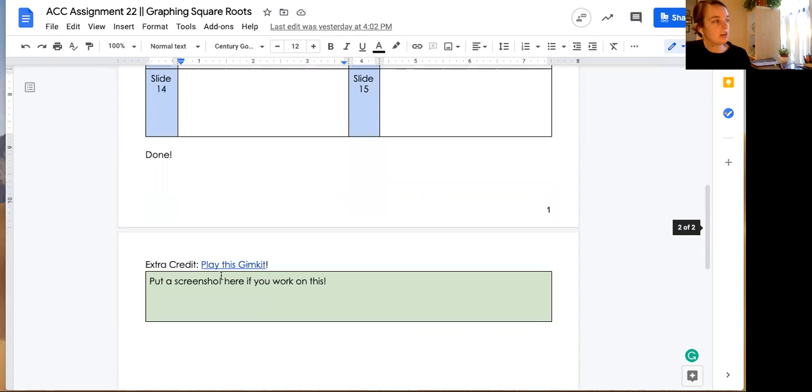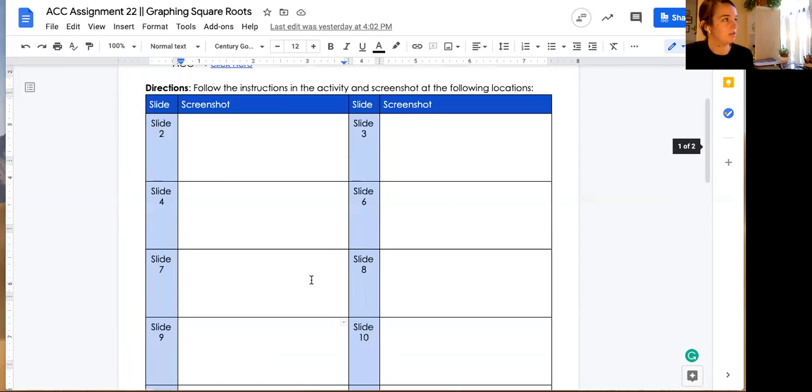There is extra credit at the bottom if you wish. There's a Gimkit to play. If you play it for like 1 minute and then you hate it, you still get a little bit of extra credit, so feel free to jump in. That's totally fine. If you love Gimkit and you want to play for the whole time, I think it will time you out at 20 minutes or when you win the game. So you do have extra credit available to you.